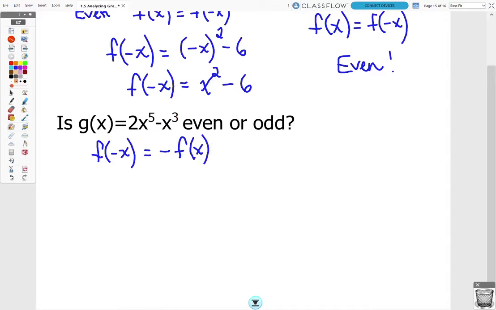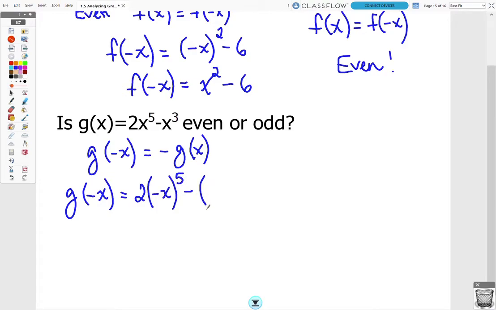So let's take a look. What happens when I plug in a negative for this equation? And actually this should read g of x, not f of x, which is fine. Just a label. But they're using g this time because we already did the f of x. But let's stay consistent. So g of negative x now is going to be equal to 2 and then negative x to the 5th power minus negative x to the 3rd power.